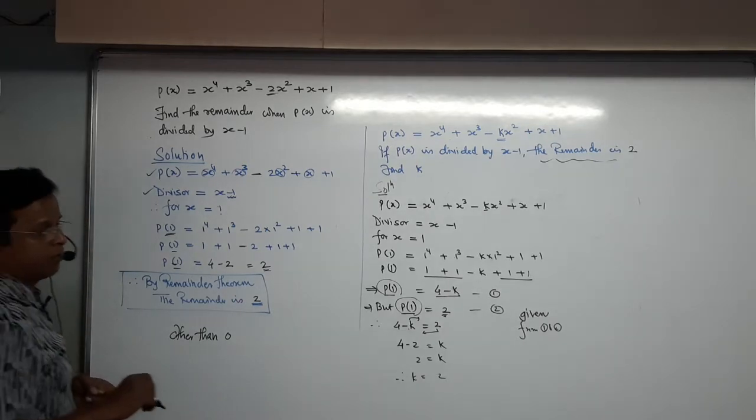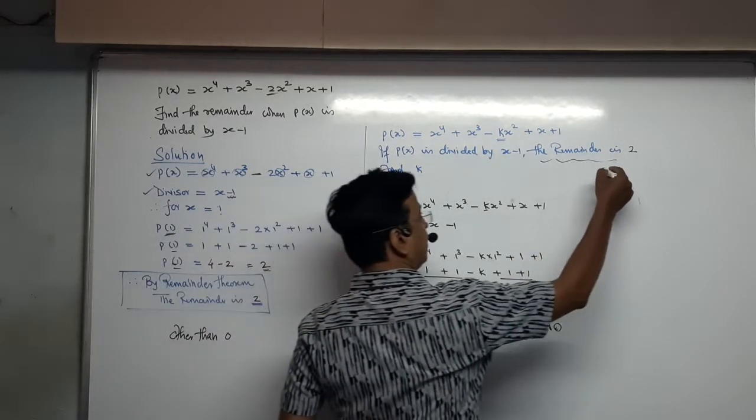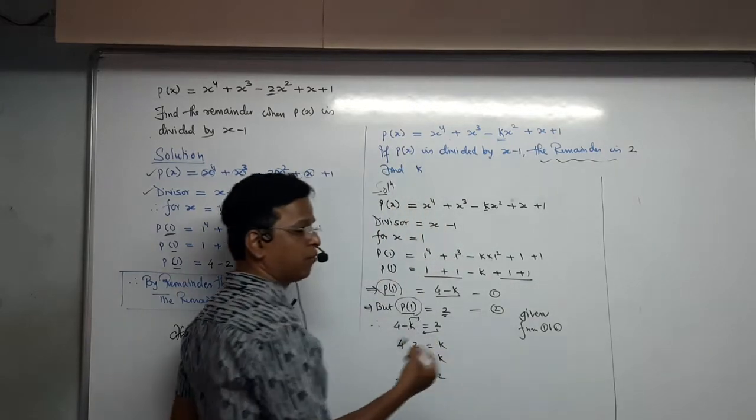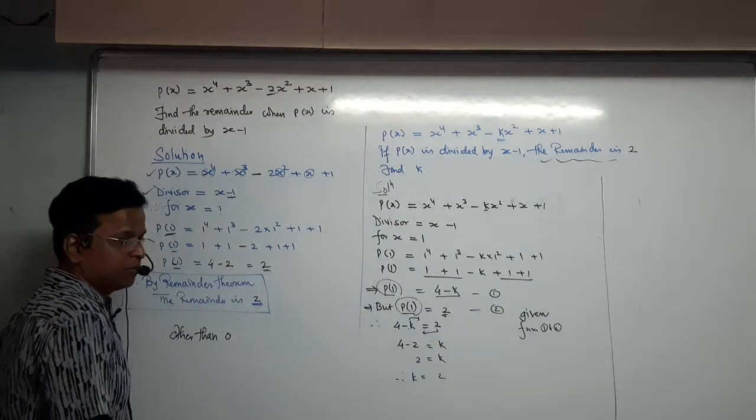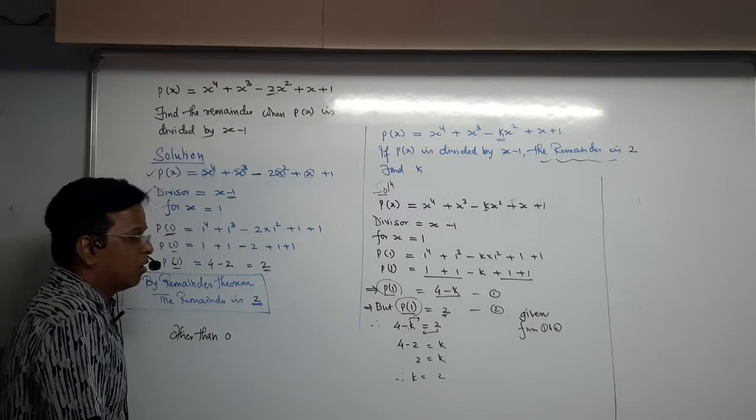See now, if supposing the remainder is 0, then what happens? Anybody has any idea about this?